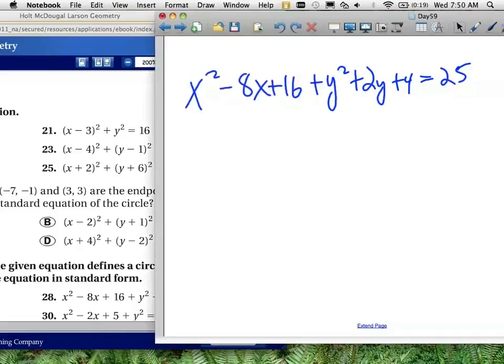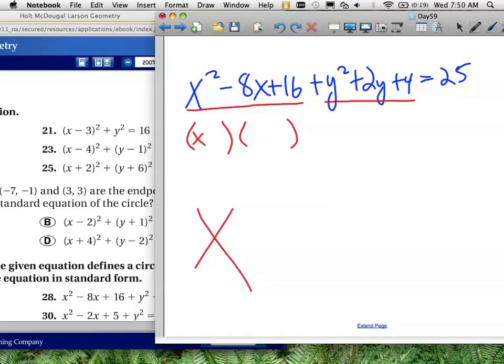Okay. So there are 2 parts to factor. You have to factor the x's, and you have to factor the y's. Okay? This factors nicely. What times what? Let's put it down here. So we want to multiply to 16, and we want to get negative 8 in the middle. Do you agree? Okay.